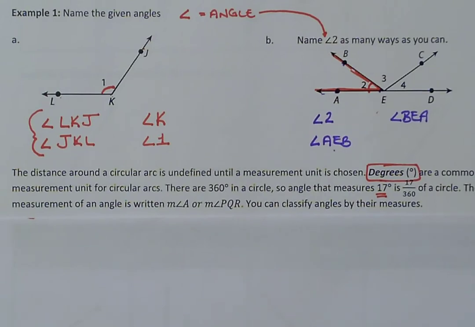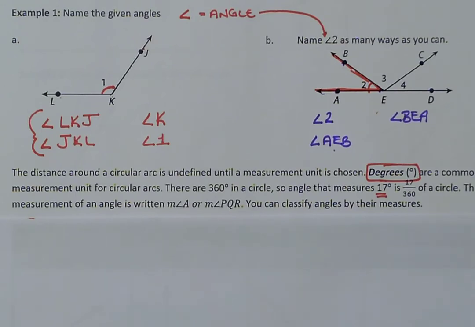Now, quick memory flashback: every circle's measure is 360 degrees. So 360 is going to be our base point. So when we say 17 degrees, we're saying it's 17 of 360th of a circle. So it's 17 parts out of 360. Don't really worry about that. If that confuses you, you're okay. Just know that 17 degrees would be a way that we measure it. Okay? So degrees is our measurement.